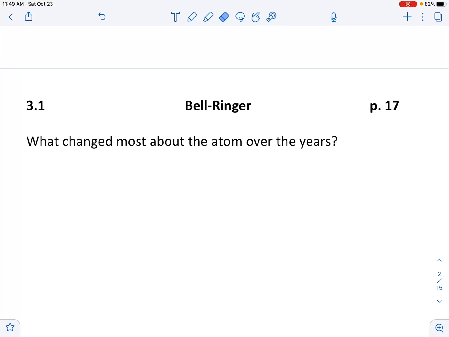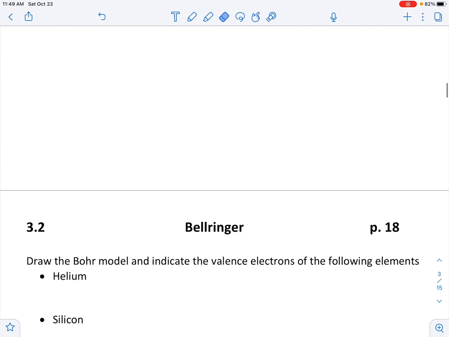Good day, students. We are today talking about 3.2. All right, this is the Bohr model. But first, we must do the bell ringer for 3-1. So here it is right here. Hit pause, answer it, and meet me on page 18.